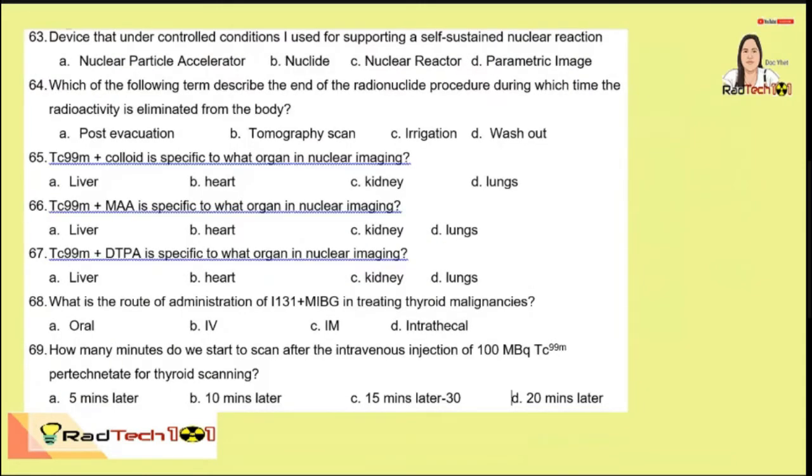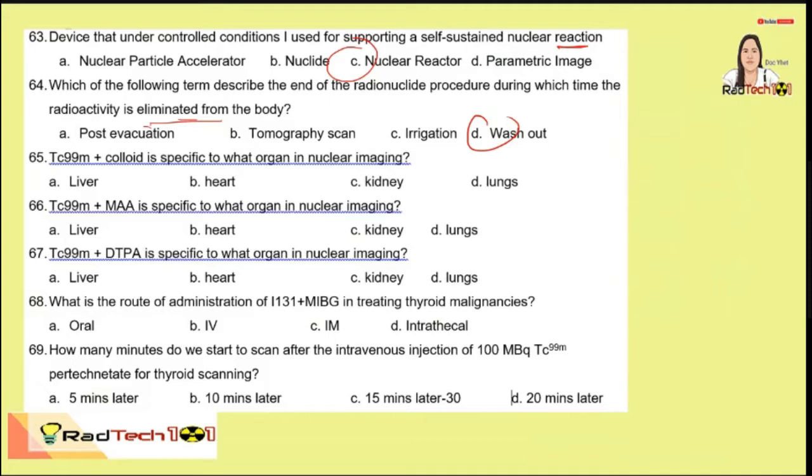63. Device that under controlled conditions is used for supporting a self-sustained nuclear reaction. That is a nuclear reactor. 64. Which of the following terms describes the end of the radionuclide procedure during which time the radioactivity is eliminated from the body? It is washout. May elimination na ng radioactivity from the patient's body.